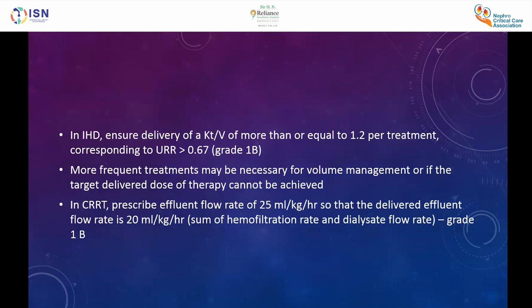In intermittent hemodialysis, we ensure a delivery of Kt/V of more than or equal to 1.2 per treatment, which corresponds to the urea reduction ratio of more than 0.67. More frequent treatments may be necessary for volume management, or if the target delivered dose of therapy cannot be achieved. In CRRT, we prescribe an effluent flow rate of 25 ml per kg per hour, so that the delivered effluent flow rate is around 20 ml per kg per hour, which is the sum of hemofiltration rate and the dialysate flow rate.